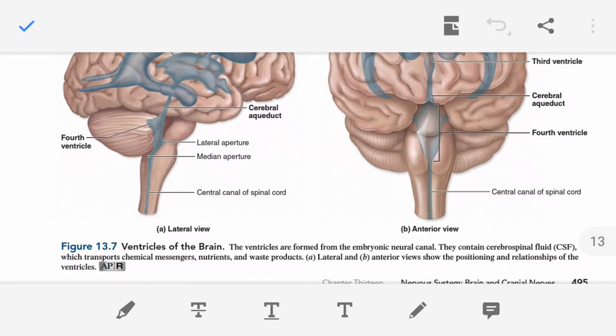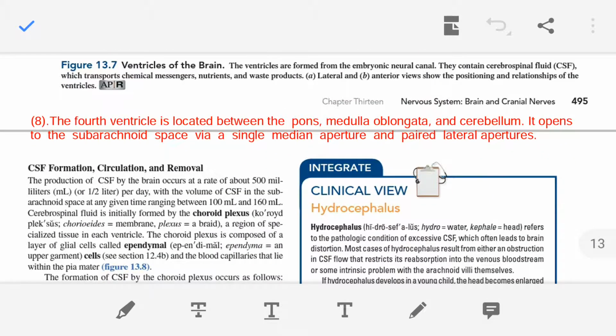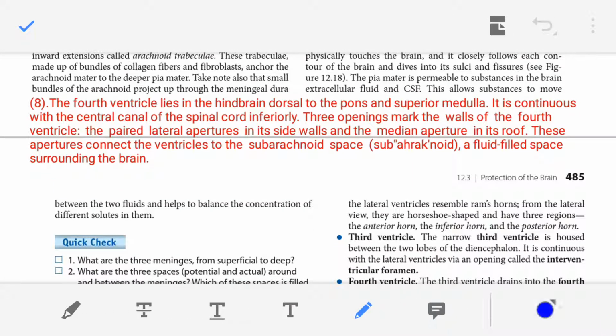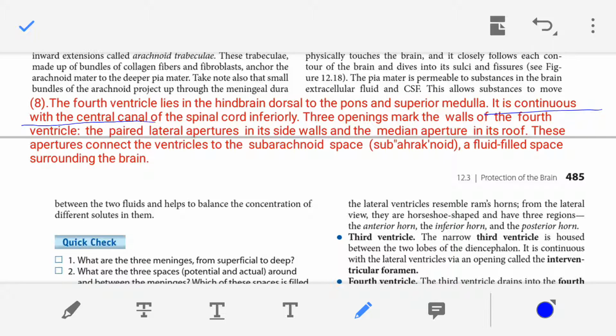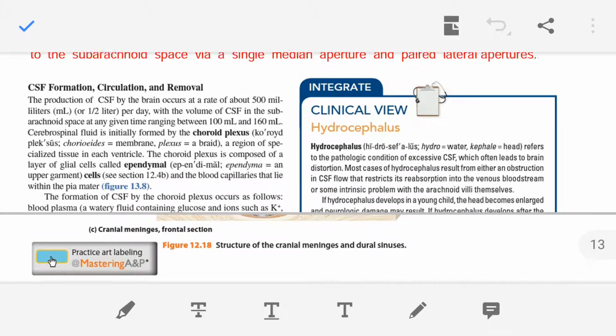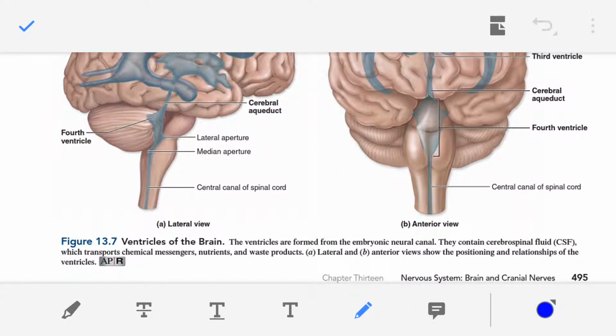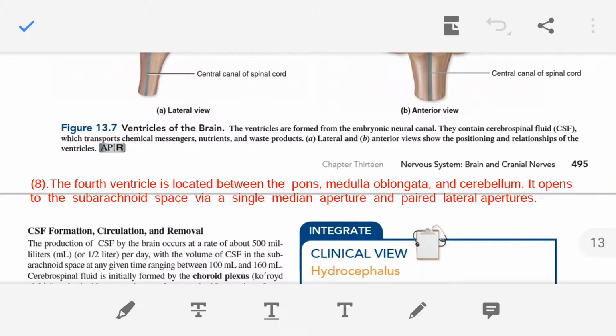Now what are these apertures and what is the subarachnoid space? The fourth ventricle once again lies in the hindbrain. In the hindbrain, the fourth ventricle is present and it is located dorsal to the pons and superior medulla. The fourth ventricle continues with the central canal of the spinal cord inferiorly. This is the fourth ventricle, here the central canal, and you can see that the fourth ventricle is continued with the central canal of the spinal cord.